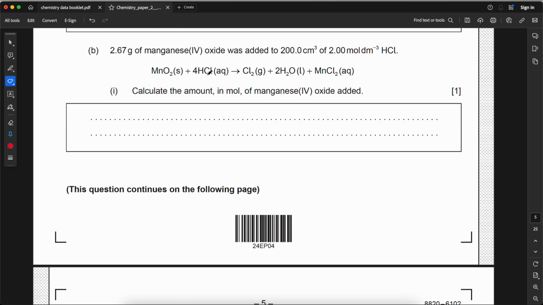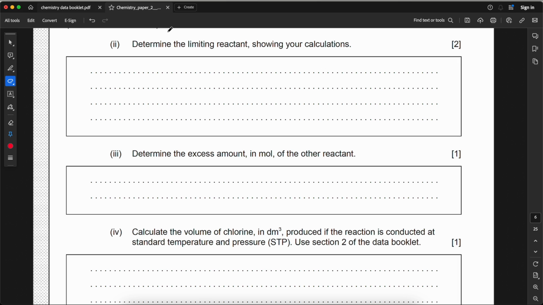2.67 gram of manganese oxide was added to 200 centimeter cube of 2 molar HCl. We've got molar and we've got volume and we've got mole of manganese oxide. The question is calculate mole of manganese oxide. So to calculate mole, m divided by Mr, 2.67 divided by molecular mass of manganese oxide, which is 86.94. You've got 0.0307. Determine the limiting reactant showing your calculation.